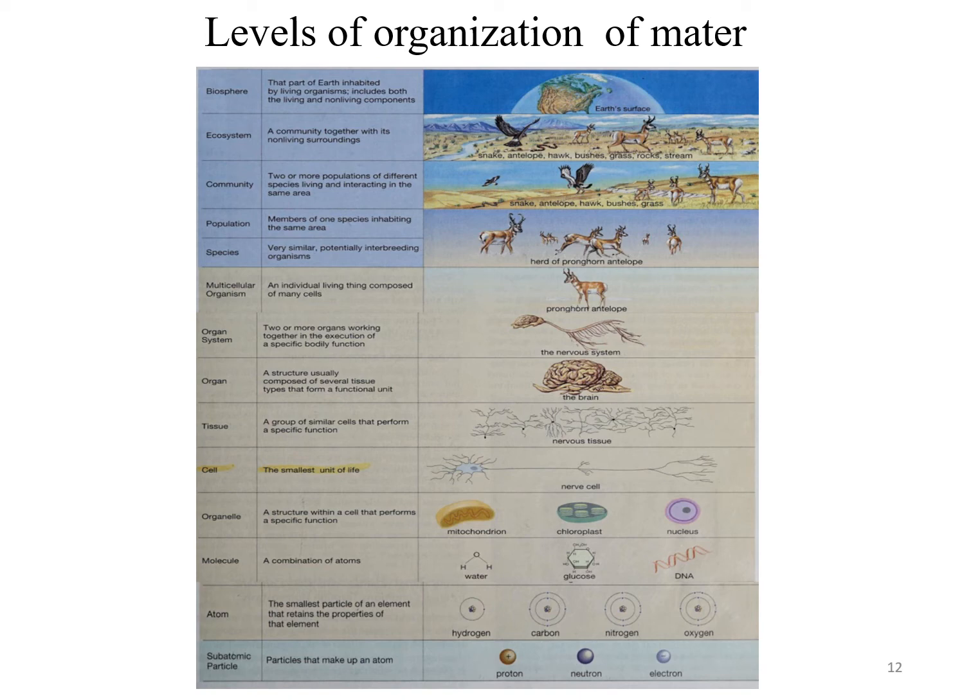A community plus its non-living environment, including land, water, and atmosphere, constitutes an ecosystem. Finally, the entire surface region of Earth inhabited by living things, but including the non-living components also, is called the biosphere. So this is all about the levels of organization of matter.